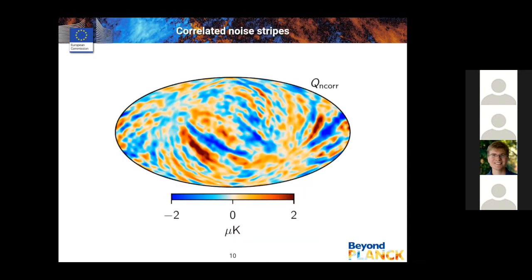But there were some outstanding issues here as well. We saw that when we projected the correlated noise onto the sky and looked at the polarization part of those maps, we found these heavy noise stripes. This did not look right to us, and our suspicion was that this could be related to the gain, because there's a quite tight degeneracy between the correlated noise and the gain. So that's something we wanted to work on to figure out.